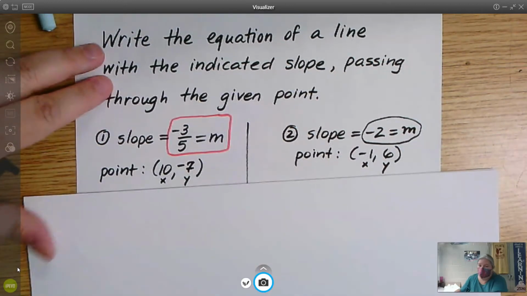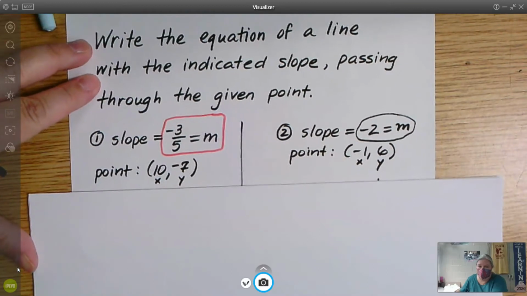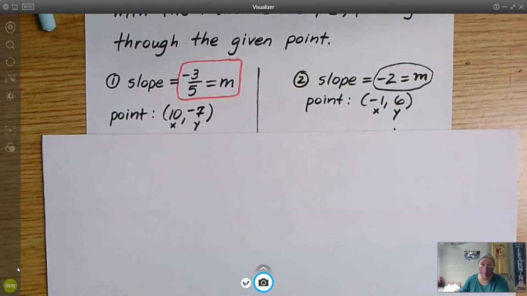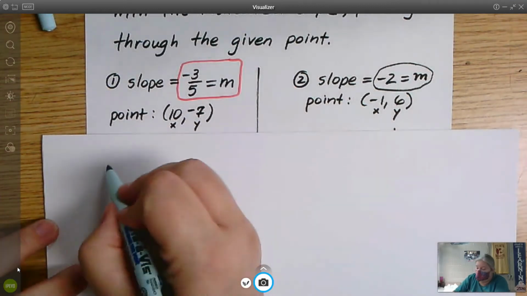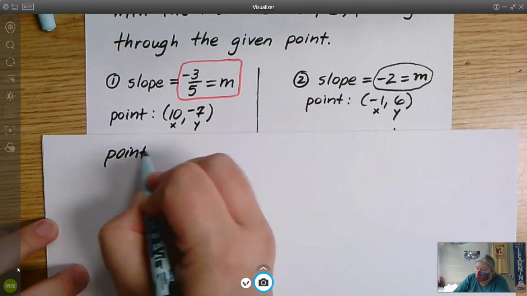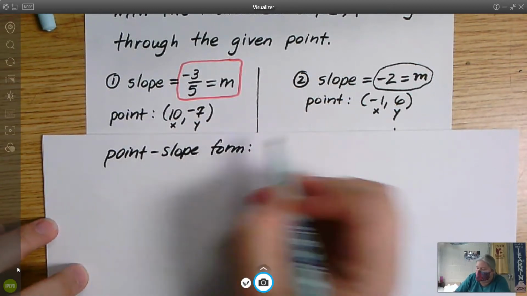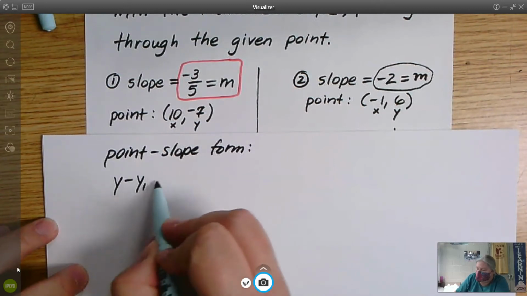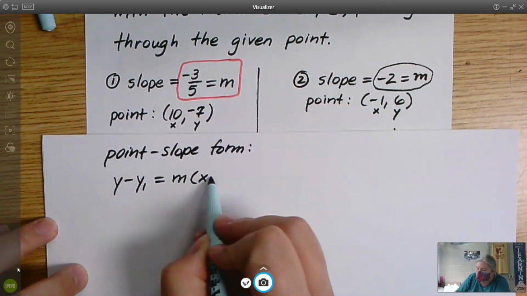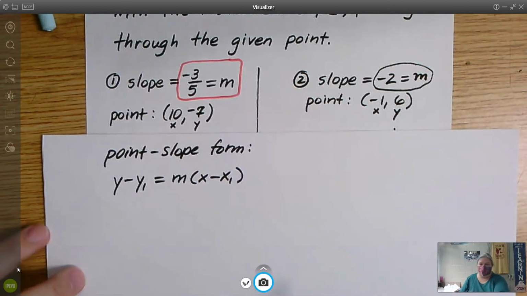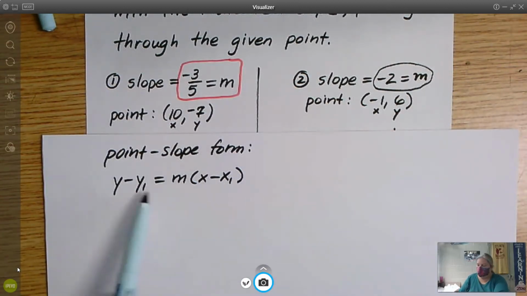The easier way, if that's what we have, the slope and one point, is to write the equation in point-slope form, because that's what point-slope form is made for: one point and the slope. So point-slope form of the equation of a line looks like this. Now, what does that mean? The ones with the subscripts, the x and the y that have the little number down beside them, those are representing a point. In other words, you have 1 point.